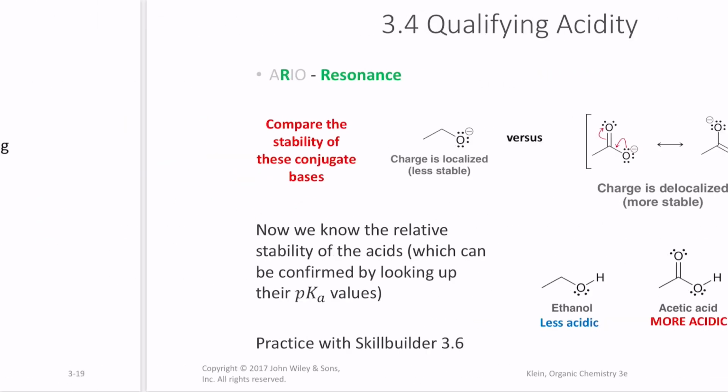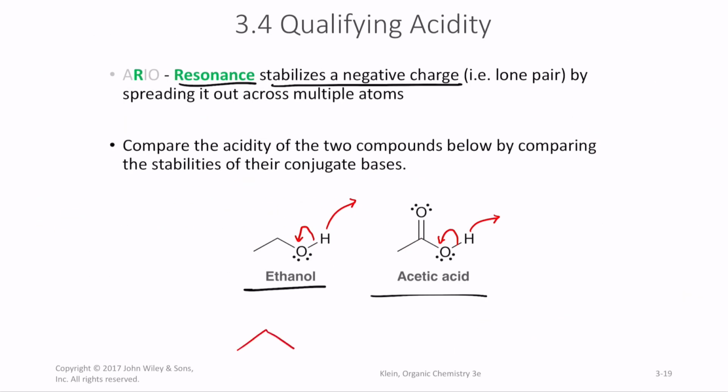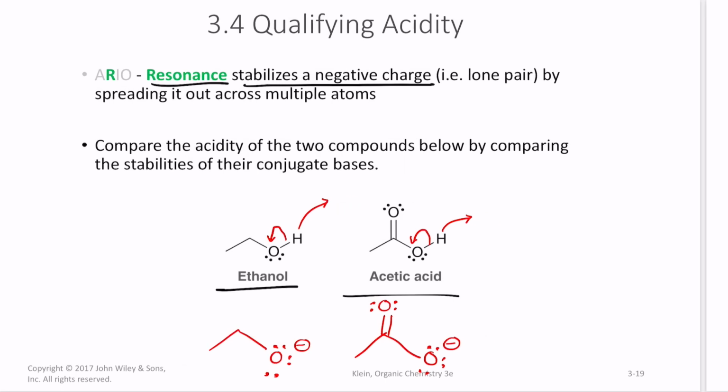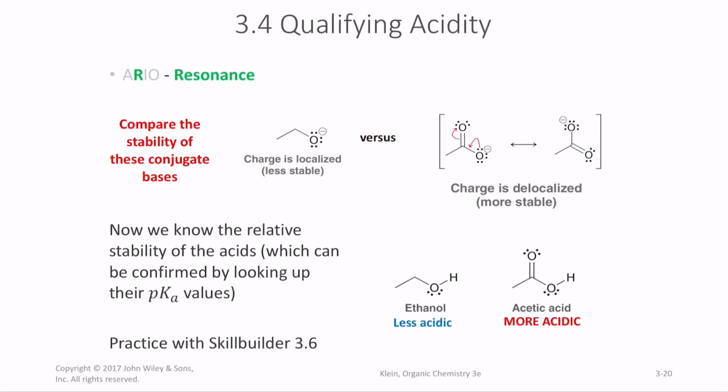Now draw the structures that are left. You have oxygen with 3 lone pairs and a negative charge, and here you have a double bonded oxygen with 2 lone pairs and an oxygen with 3 lone pairs and a negative charge. Now between these two compounds, which one is the most stable? Notice this one does not have resonance, which means the charge here is localized.